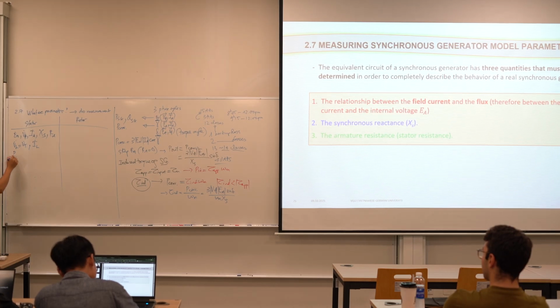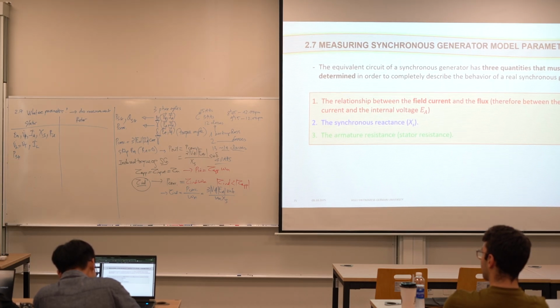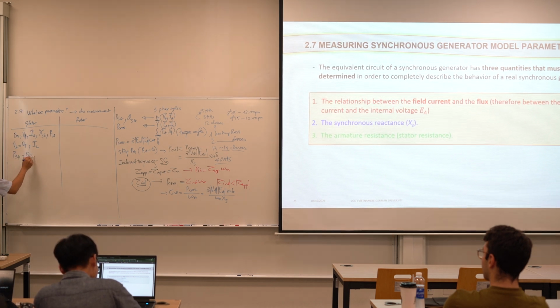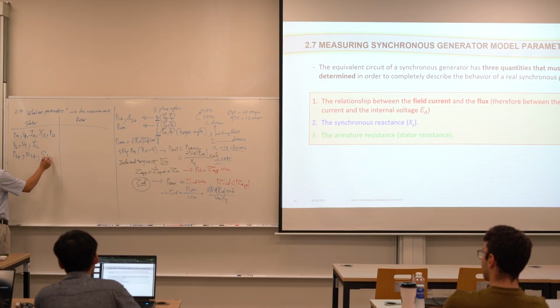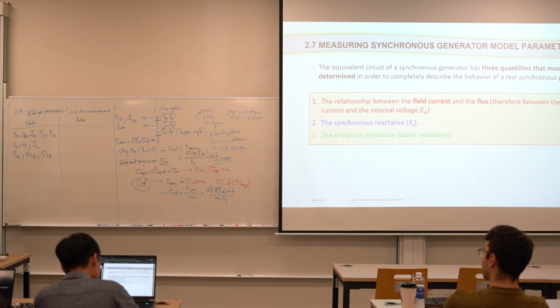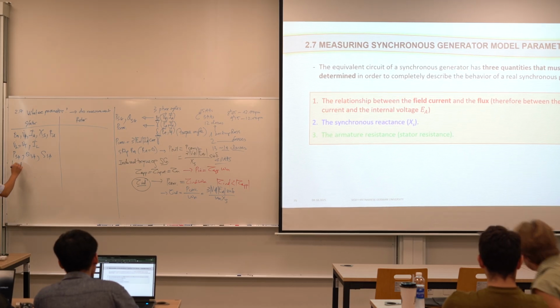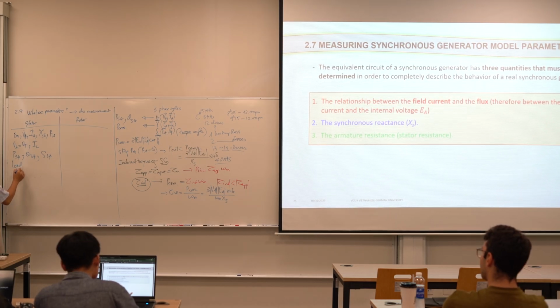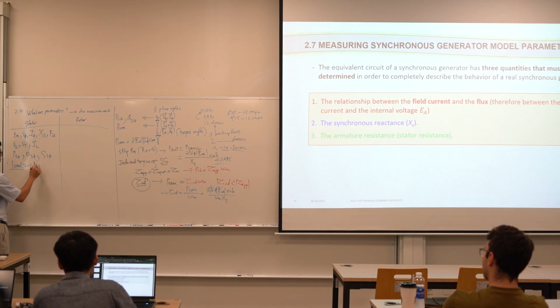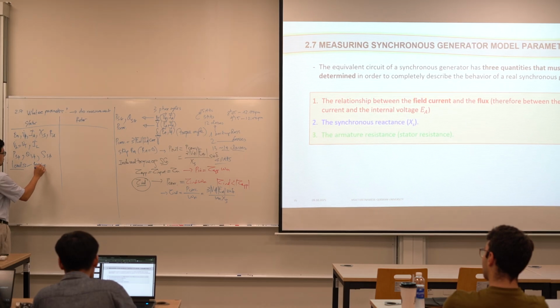What else? Three-phase reactive power, we have Q three-phase. We have S three-phase. What else? Load. We need to consider what kind of load we have. We have three: resistor load, inductive load, and capacitor load.